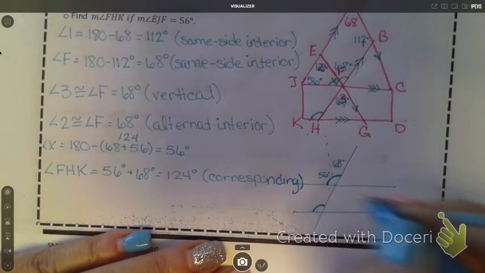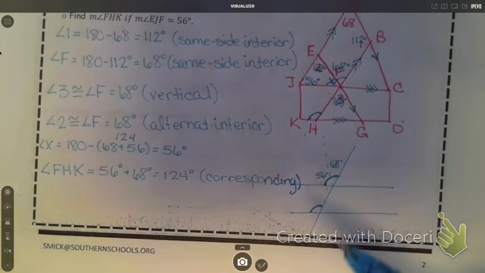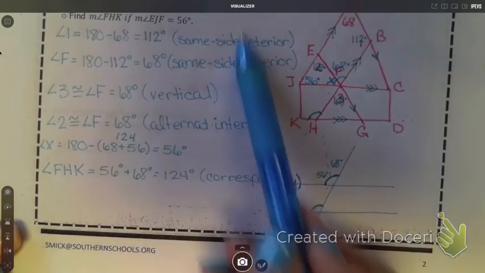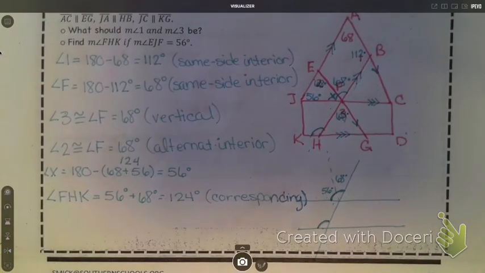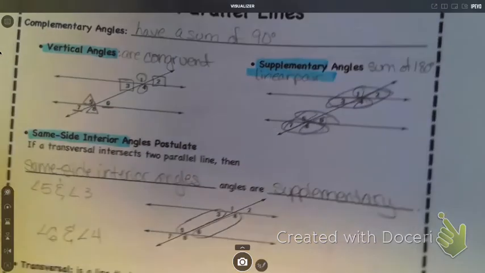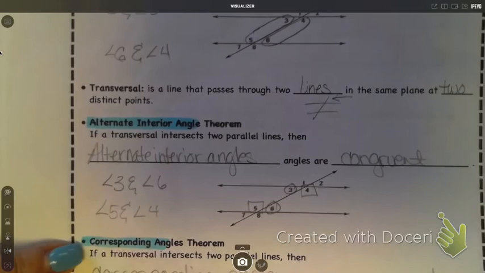Now, there probably was another rule we could have used to find this. Maybe we don't know it yet, right? But did we have to find other things to get what we wanted? Yes. Is this going to be something where you look at it and go, x plus 3 equals 20, subtract the 3 and get my answer? No. What are my rules that I can use? Vertical, linear pair, same side interior, alternate interior, corresponding, and alternate exterior.